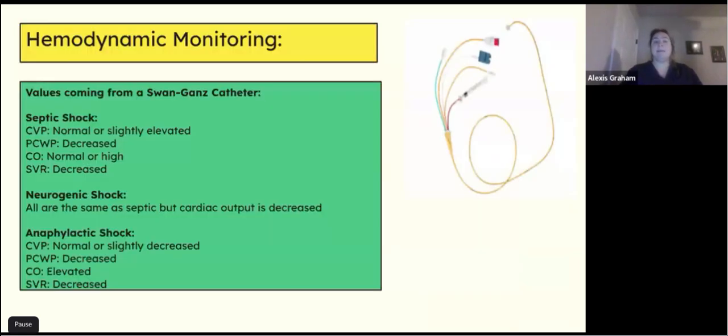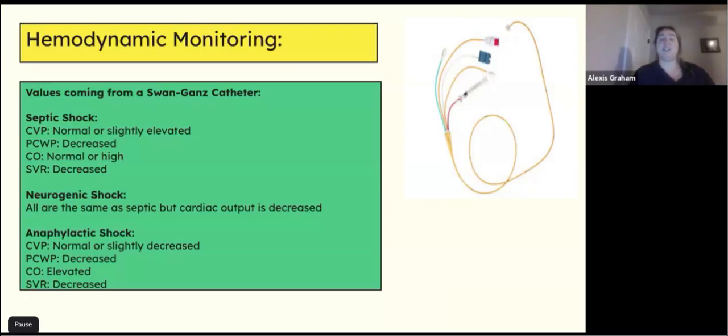And then for hemodynamic monitoring, you're going to be using that Swan-Ganz catheter again. So these values, I did them for all 3 of the shocks. So septic shock, CVP will be normal or slightly elevated. Pulmonary capillary wedge pressure will be decreased. Cardiac output will be normal or high, and systemic vascular resistance will be decreased.